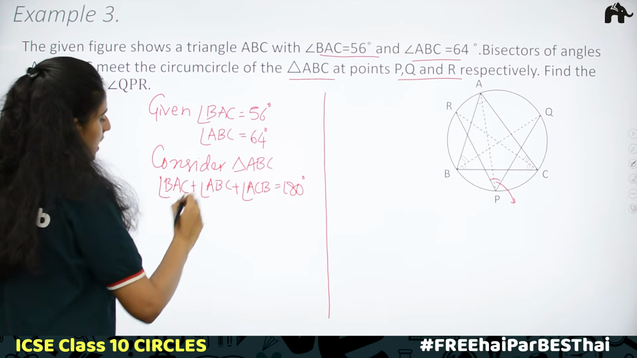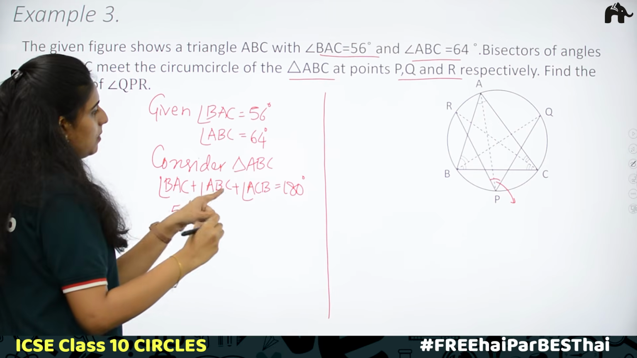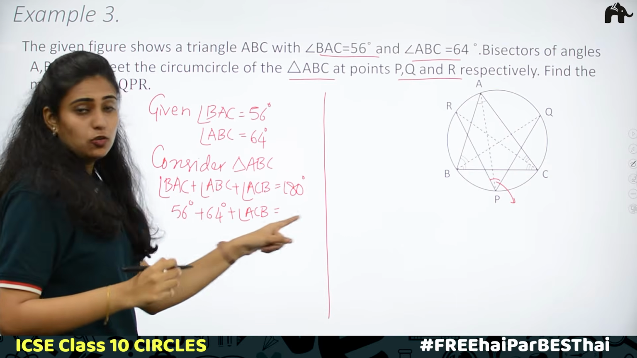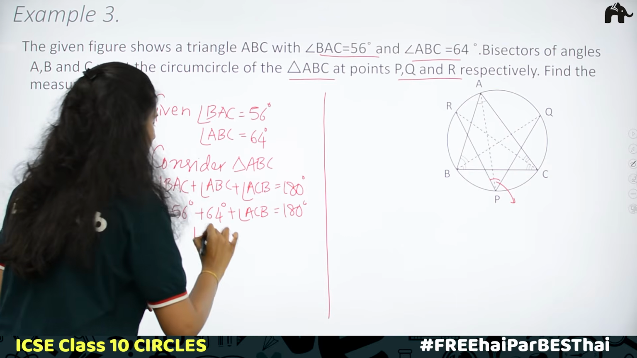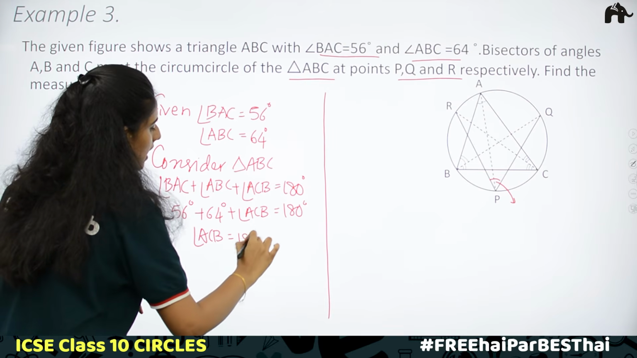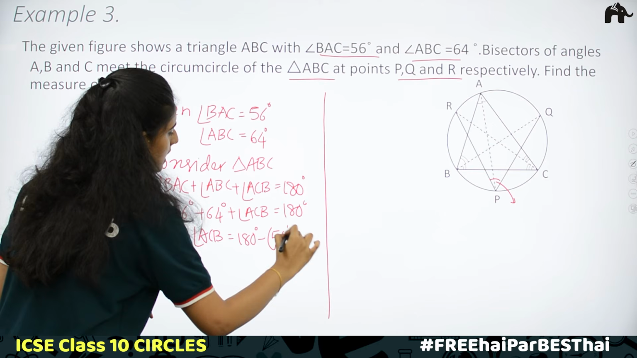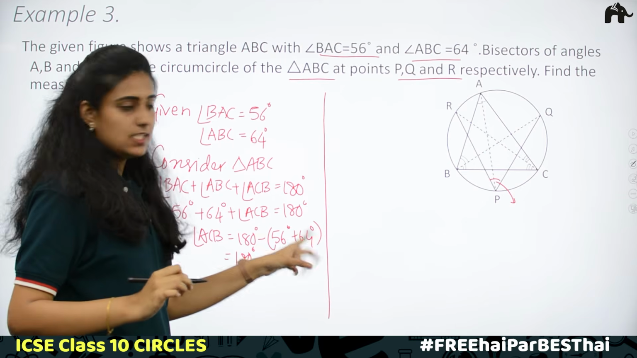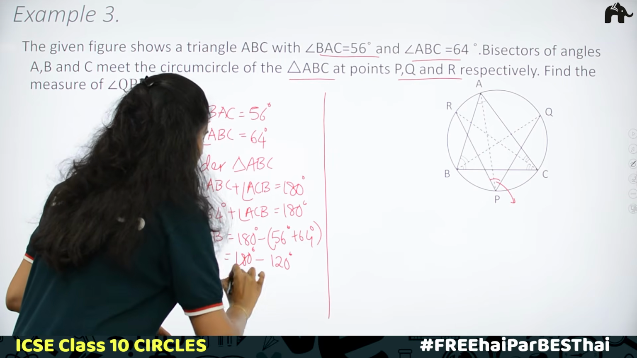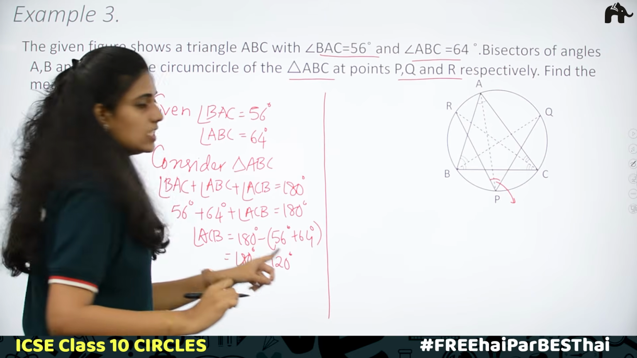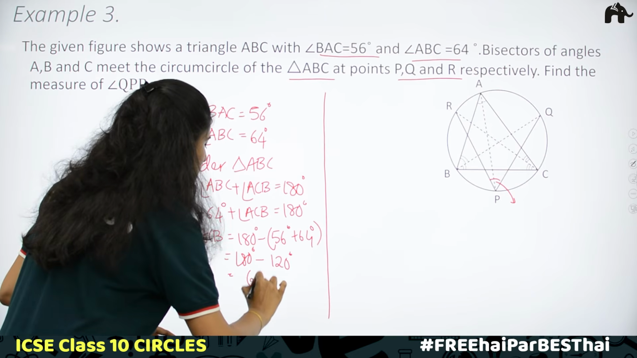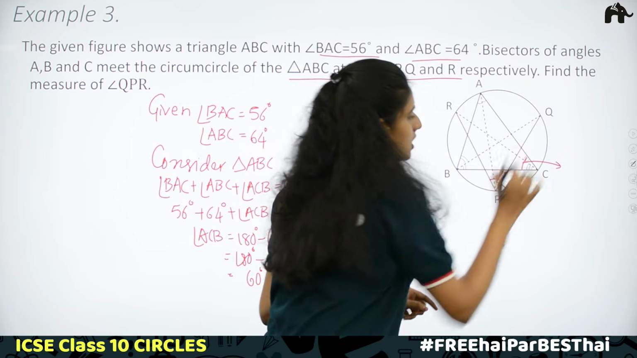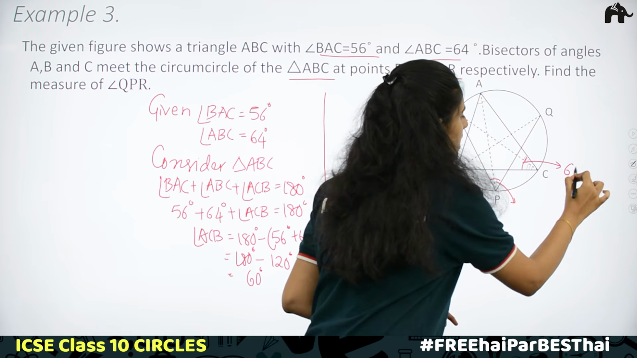We have BAC, which is 56 degrees. ABC is 64 degrees, and ACB when added you will be getting 180 degrees. Therefore, ACB is equal to 180 degrees minus (56 plus 64). 56 plus 64 gives you 120 degrees, and ACB is equal to 180 minus 120, which is 60 degrees. This whole angle ACB measures 60 degrees.